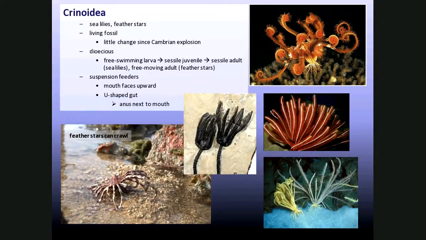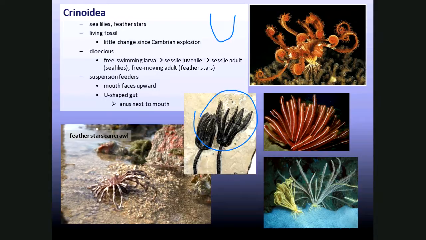Dioecious, free-swimming larvae, a sessile juvenile, which then develops into a sessile adult among sea lilies. Among feather stars, it's a free-swimming larvae, a sessile juvenile, and then a free-moving adult. They're suspension feeders. Their arms are being used just like the cilia in the rotifer and the barnacle and its appendages to capture food. But they do have a U-shaped gut, so that means their mouth and their anus, everything faces up, are right next to one another.